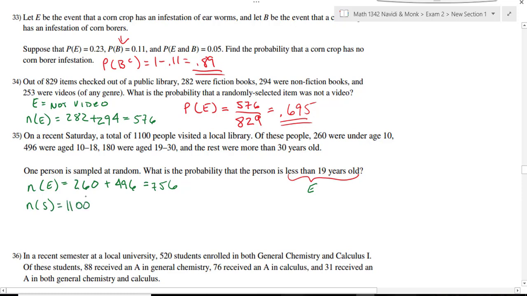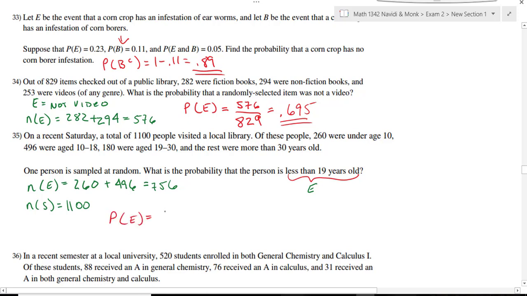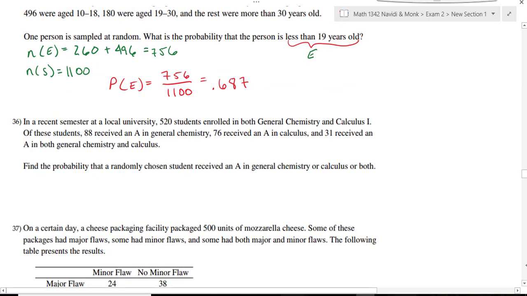And how many elements are in your sample space? 1,100, that's how many people visited the library. So to get the probability of my event, I look at the number of elements in my event divided by the number of elements in my sample space, and when I put that in my calculator, what do I get? 0.687.